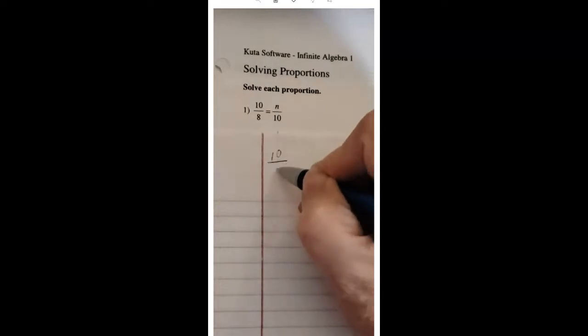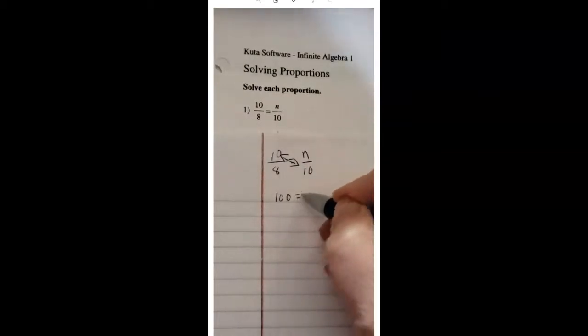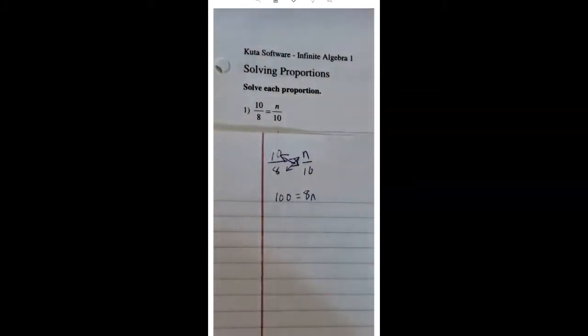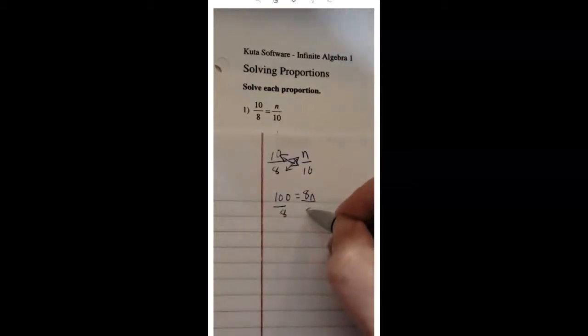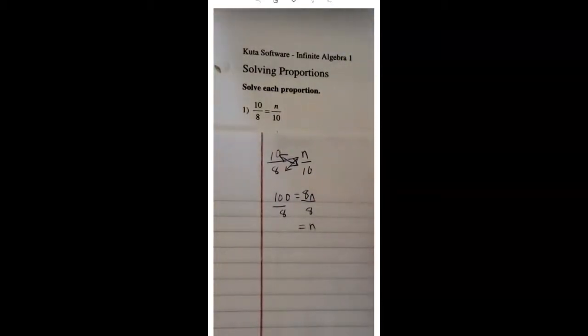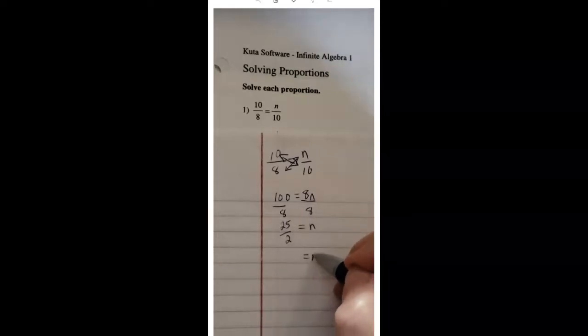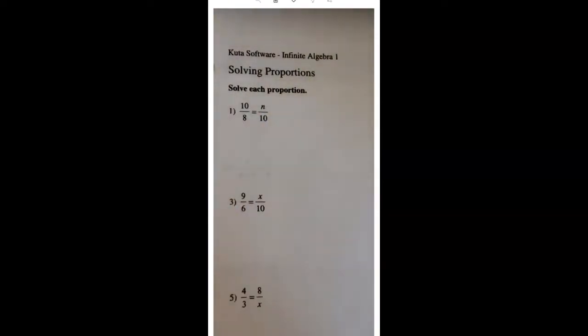So if I have 10 over 8 is equal to n over 10, I multiply those two together and get 100. And I multiply those two together and get 8n. Notice I don't make a fraction of those. I set those equal to each other. And then I divide both sides by 8. And I get n is equal to, what is that, 25 over 2? And again, some of your calculators are going to say 12.5. I'm done. We can get to the point where we can like a few of these, huh?